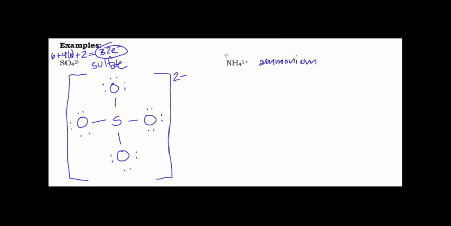Okay, nitrogen has 5 valence electrons plus 4 times 1 for hydrogen. This gives us 9 electrons, but remember, it's got a 1 plus charge. If it's positive, it actually means it's lost electrons, which are negative. So you're going to subtract that 1 back out of the system, so you get a total of 8 yet again. Nitrogen goes in the middle.